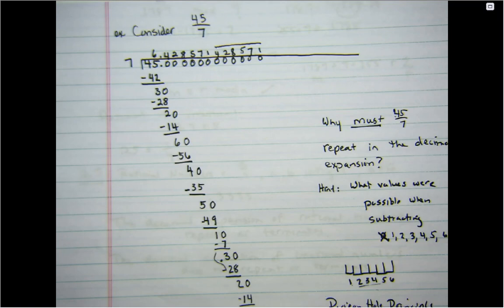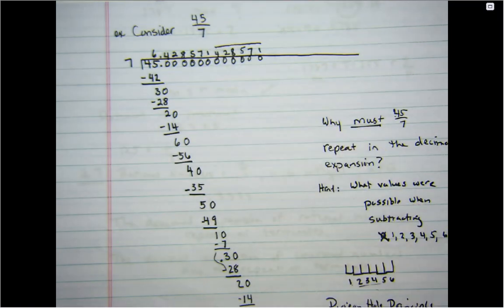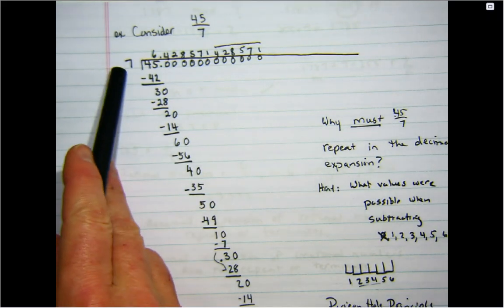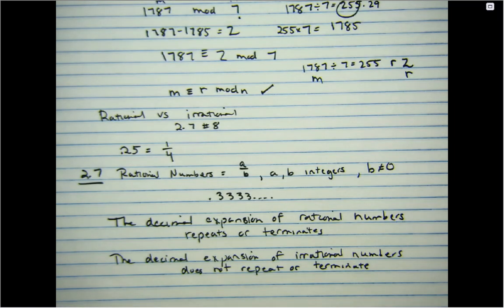And that's why the decimal expansion of the rational numbers either terminates when you get a 0 for a remainder, or it begins to repeat after at least this many steps, whatever this number is. Any other questions?